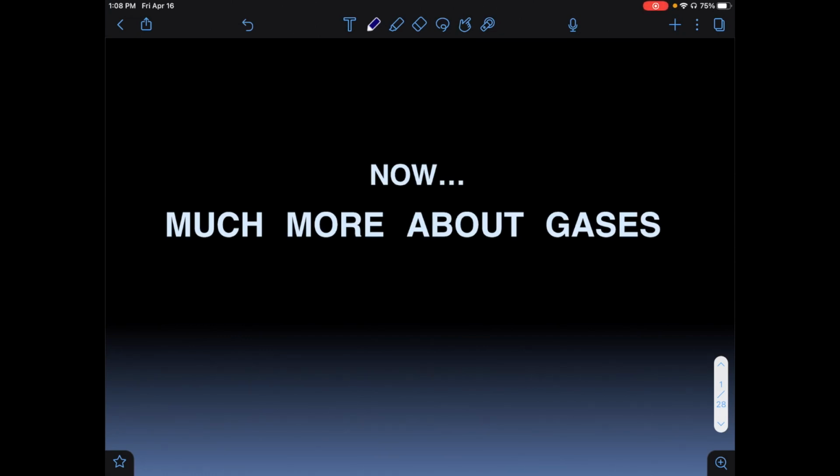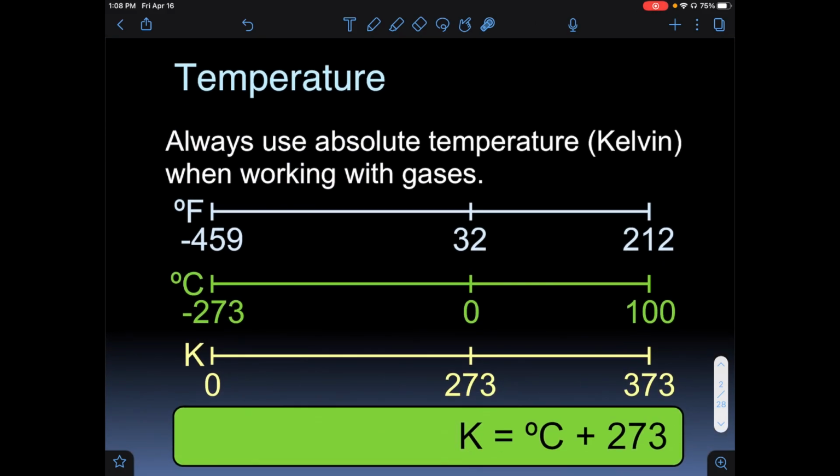And now, much more about gases. Before we can start talking about gases, we have to keep in mind temperature. We are always going to use what's called absolute temperature, or temperature in Kelvin, when we work with gases and when we work with these gas equations.